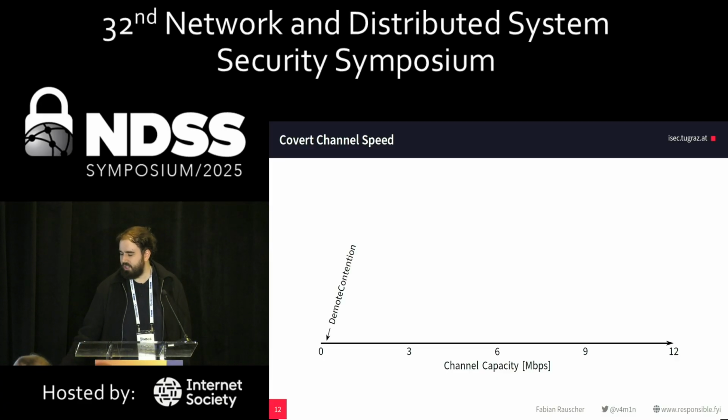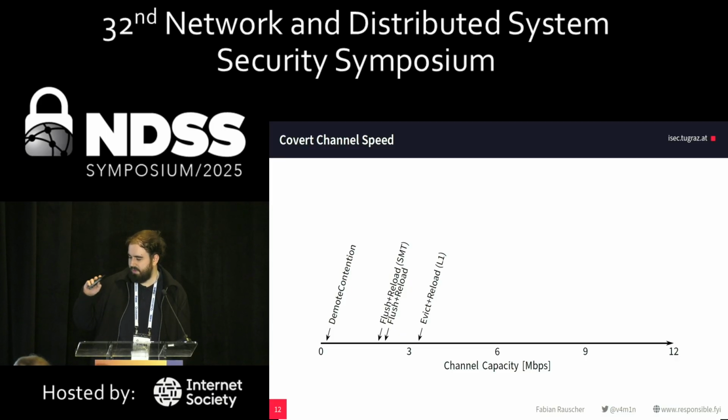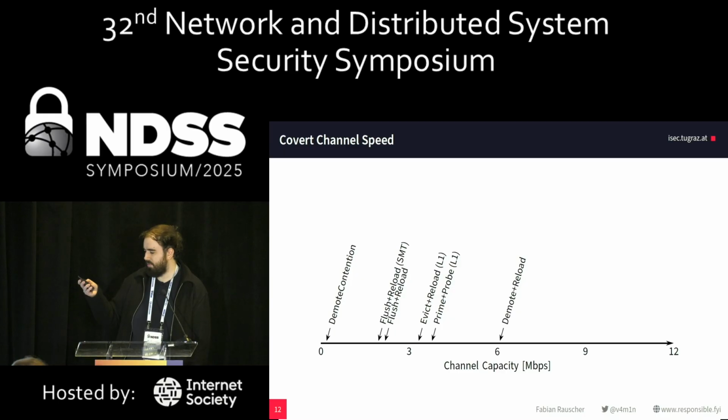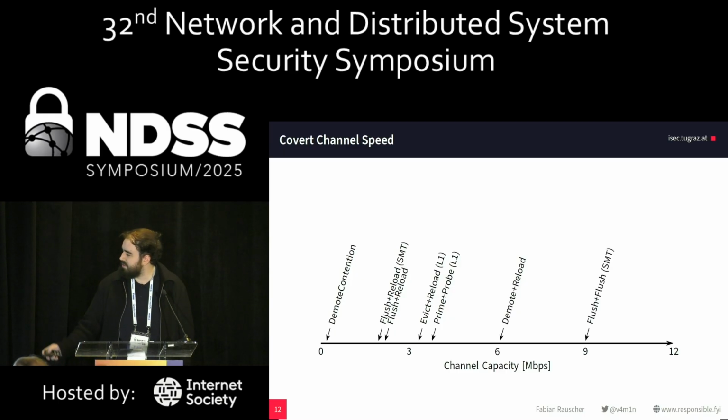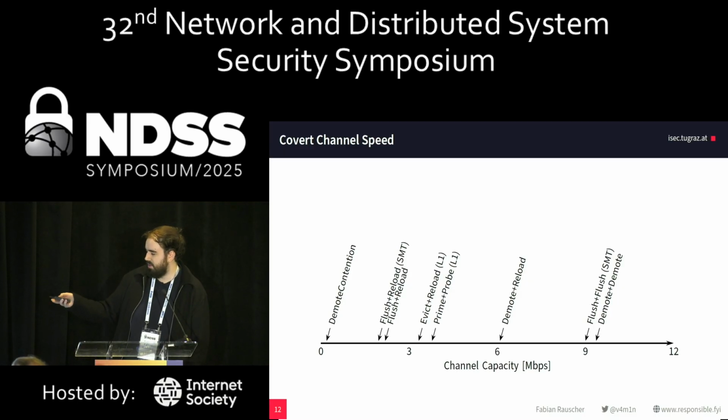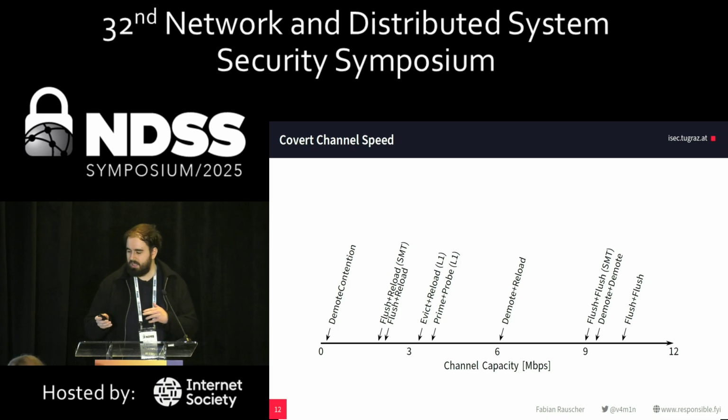So DemoteContention is relatively slow because there's a high error rate. Flush and reload, SMT, and regular flush and reload up here. Evict and reload is around here. Prime and probe here. Demote+Reload a little bit higher, 6 Mbit per second. Flush and flush SMT is very fast. Demote and Demote also at around the same location. And flush cross-core is also a little bit faster than that.